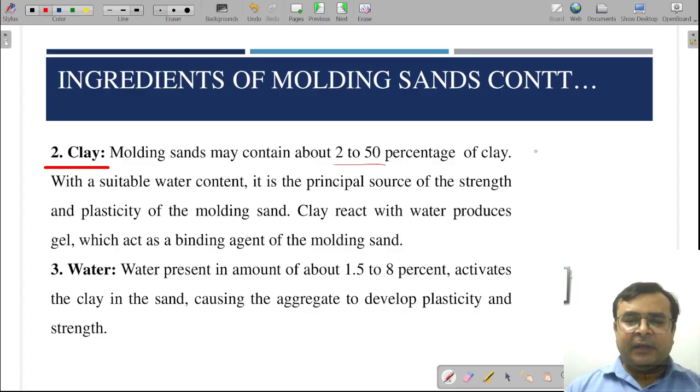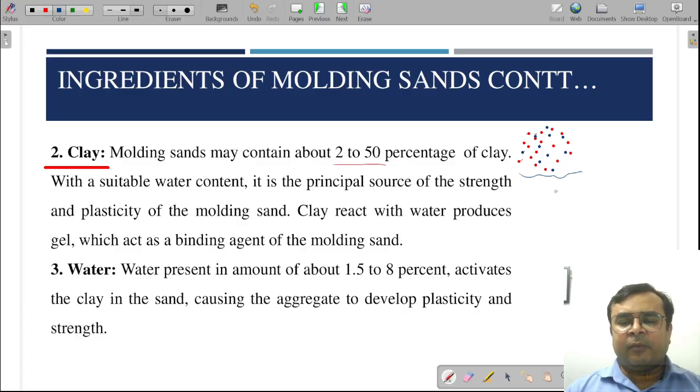And what is clay? Actually, this is mud. Okay, this is simply soil. And when you add some water to the clay, then it gets activated and forms a gelling action. Is it right? Suppose this is sand, and when we add some water to it, then it gets activated and forms a gel. Is it right? And this gel has very good binding ability.